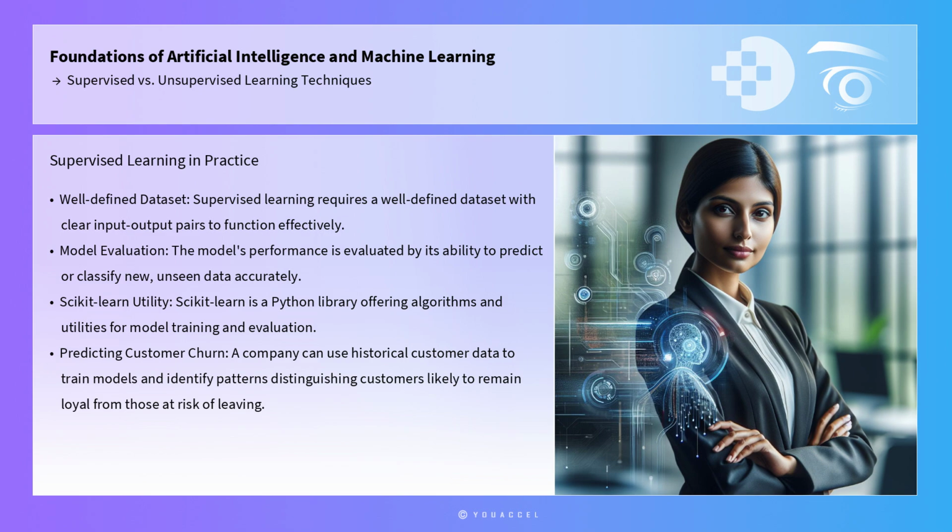For example, in a project aimed at predicting customer churn, a company could use historical customer data, including demographics, transaction history, and support interactions, to train a supervised learning model. By applying a decision tree or random forest algorithm from scikit-learn, the company can identify patterns that distinguish between customers who are likely to remain loyal and those at risk of leaving. This actionable insight allows the company to implement targeted retention strategies.